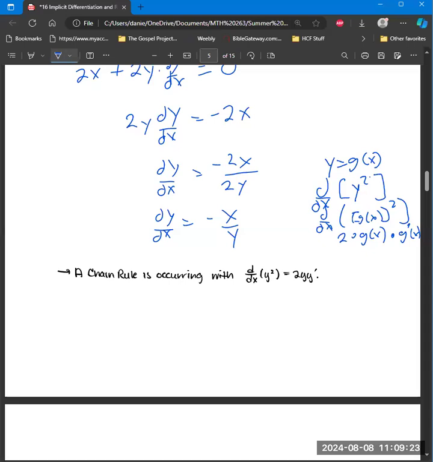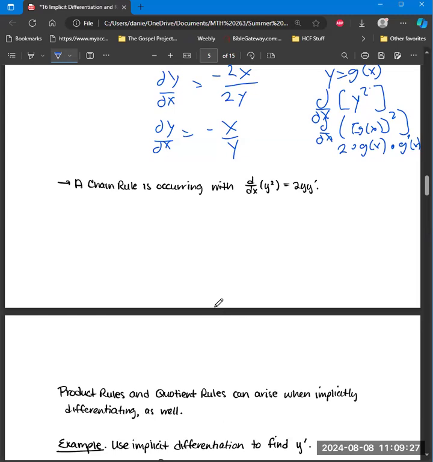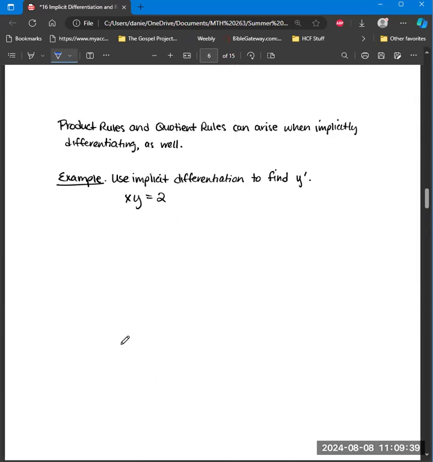I'm just not using this prime notation anymore because then it gets confusing when you get to related rates. So a chain rule is occurring when we take the derivative with respect to x of y squared, and we get this extra y prime piece on the end. All right, we've talked enough about that function.